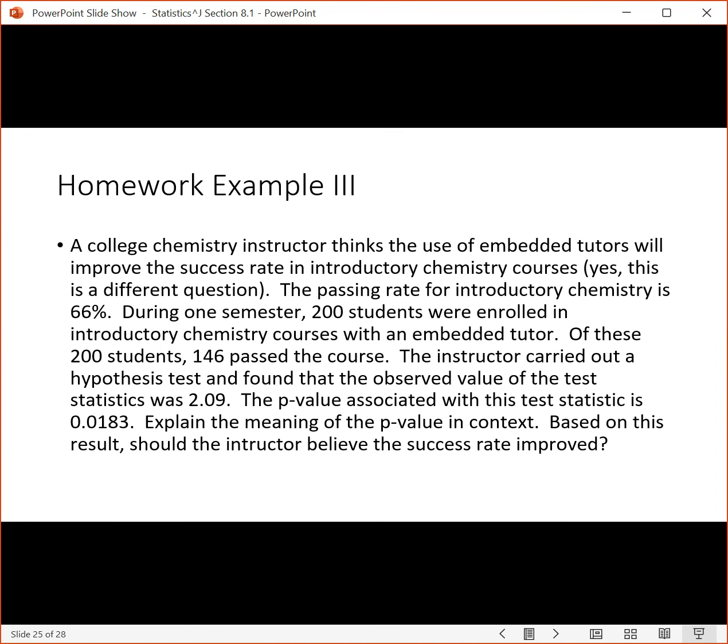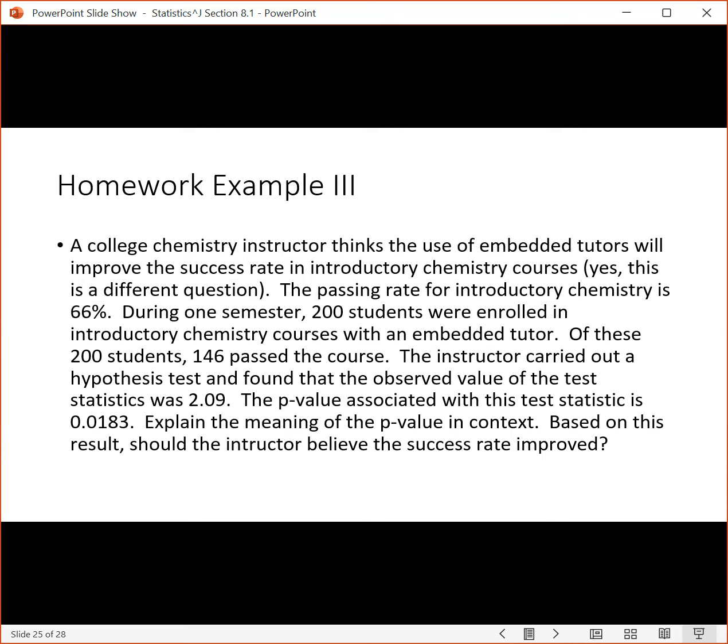All right. And then last but not least, another homework example. A college chemistry instructor thinks the use of embedded tutors will improve the success rate in introductory chemistry course. This is a different question than the earlier one. The passing rate for introductory chemistry is 66%. During one semester, 200 students were enrolled in introductory chemistry courses with an embedded tutor. Of those 200, 146 passed. The instructor carried out a hypothesis test and found that the observed value of the test statistic was 2.09. So you got 2.09 standard errors above what the expectation would be if the percentage was only 66%.